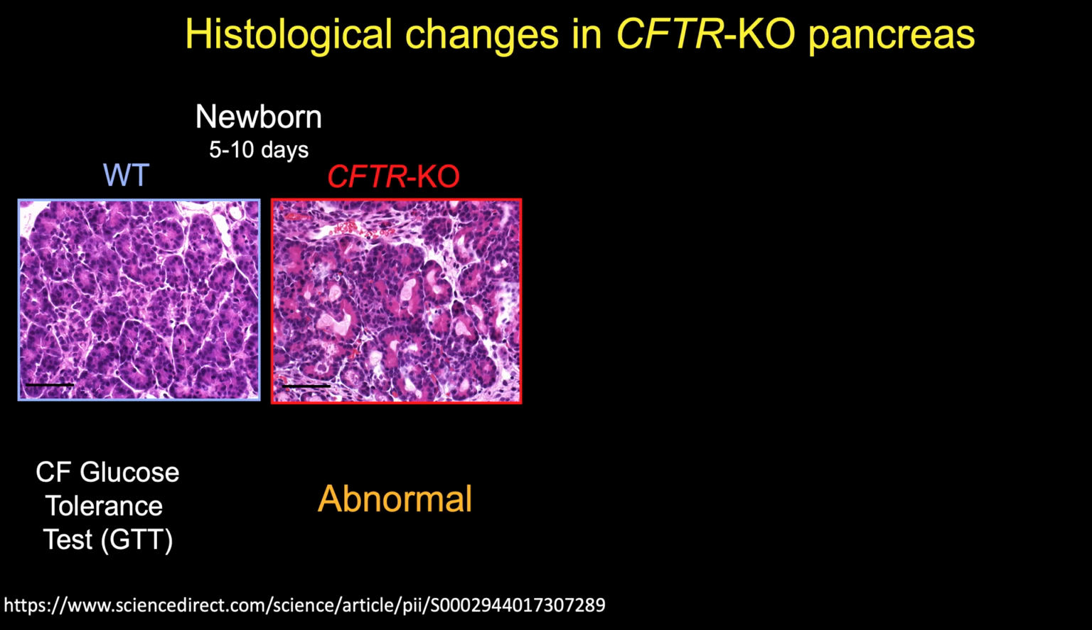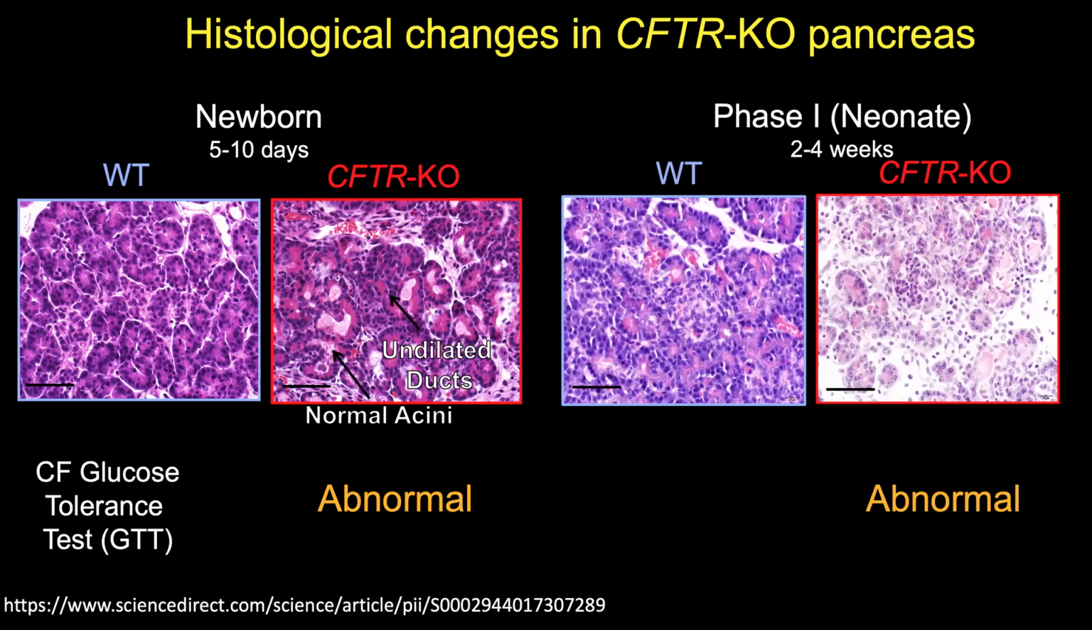Newborn CF ferrets had normal pancreas with abundant acini and undilated ducts. They, however, had abnormal glucose tolerance at birth, even with intact pancreas. This stage is referred to as the newborn stage. At around 1 month of age, the pancreas of CF knockout ferrets developed multifocal inflammation with slightly dilated acini. However, their glucose tolerance remained abnormal, and this stage is referred to as phase 1.